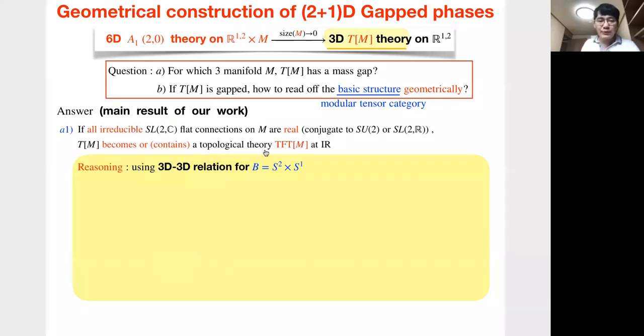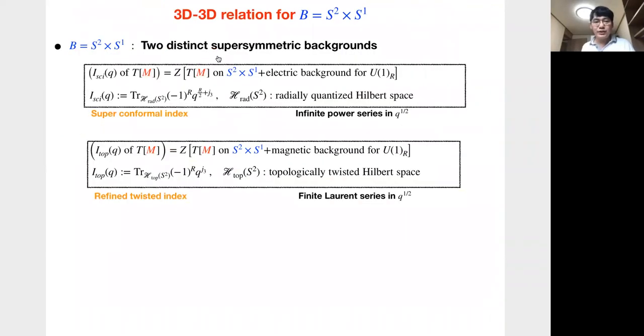So let me briefly give a reasoning why we expect that this 3-manifold has some topological phase. This can be done by using the 3D-3D relation for supersymmetric partition functions on S2 times S1. Let me review the 3D-3D relation for supersymmetric partition functions on S2 times S1.